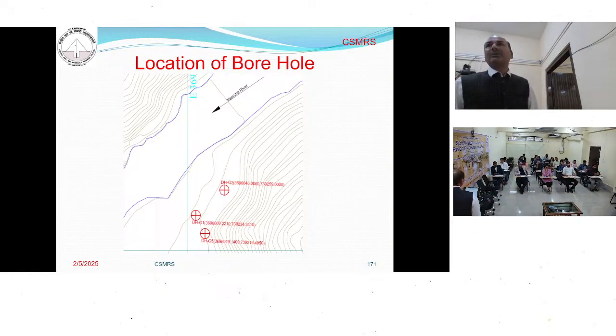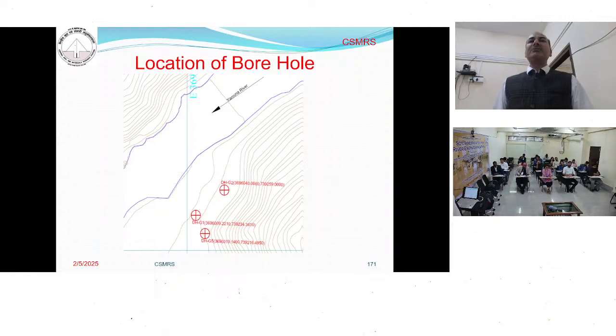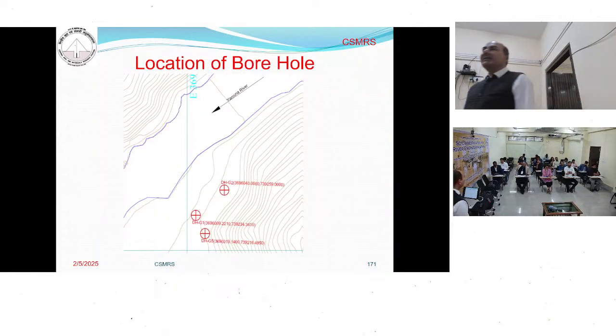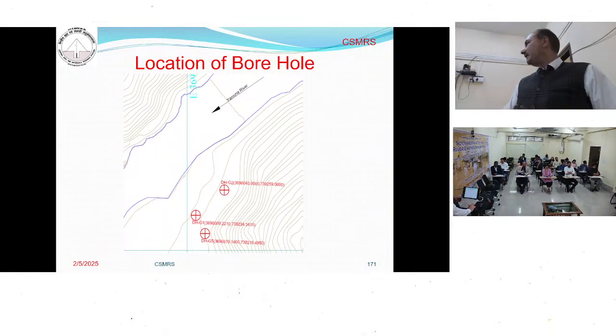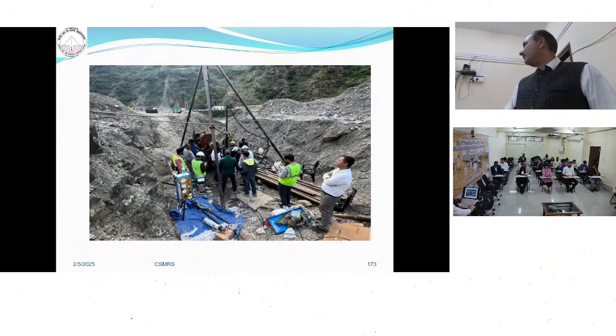What happened in the third borehole? They drove it up to 40 meters, but the driller was not good enough, and he made the borehole very large. So we had to abandon that hole because we were unable to conduct the test. We conducted the test in the other two and determined the properties.